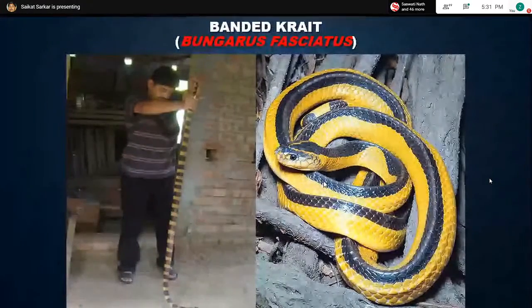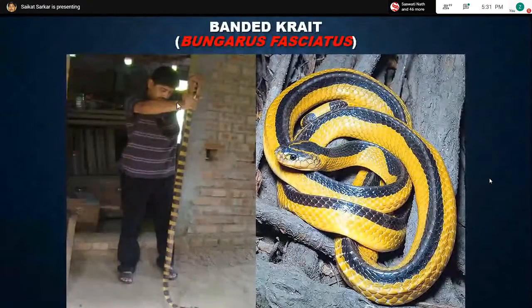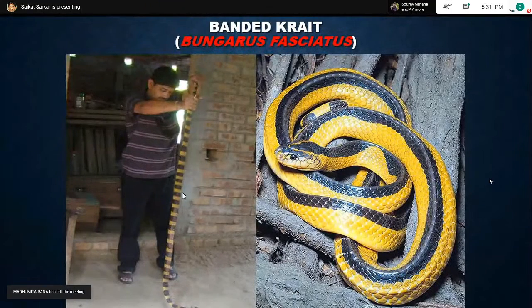Now, banded krait, this is a typical banded krait, a very long species, but a very docile species. Of course, it has a very deadly venom, but this is a very docile kind of snake, and it won't bite you unless provoked too much. Okay, so this is a common morph, and this is a mutated morph. Same species, but this is a mutated version of this banded krait.